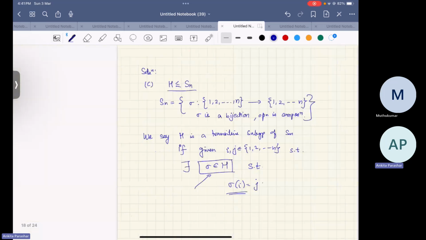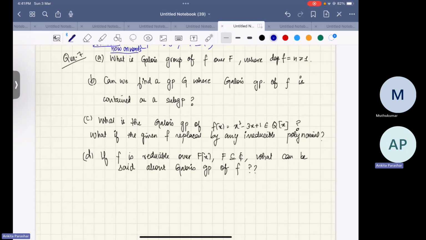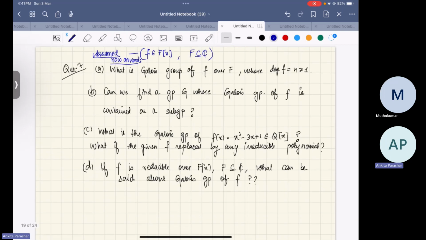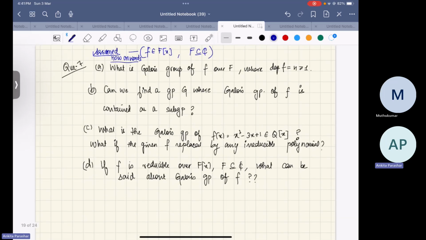Now, knowing the definition, let's go to question number 7. It says, what is the Galois group of f over F, where the degree of f is n? Suppose we know that the degree of f is n. Can we say something about the Galois group of f? So, what is the definition first of all? The Galois group of a polynomial over F. This is the definition.